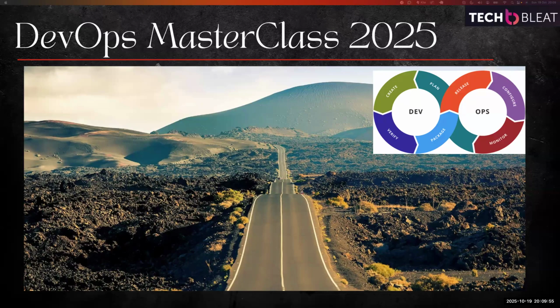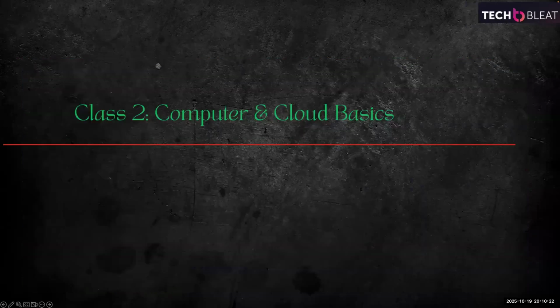So for today, I want us to take a step back and look at what constitutes a machine. Because the more understanding of the machine we have, the better we are able to understand the DevOps journey. So this class is more about computer and cloud basics. We're going to strip everything bare. I'm going to do some diagrams. I'm going to do some explanation of X and Y, and I'm going to show some little commands here and there.